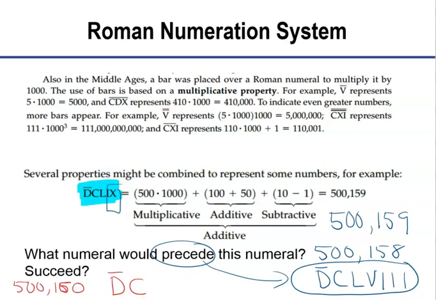Okay, 60 is 50 plus 10, right? What's 50? It's an L. Okay, plus 10 is an X. Try that. So 500,000 is the D bar, the 100 is the C, and then 60 is 50 plus 10 more. That's the value that succeeds it.